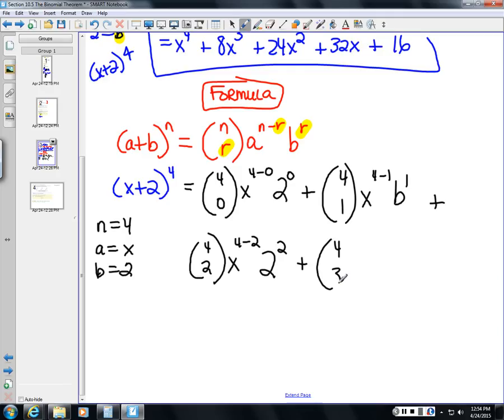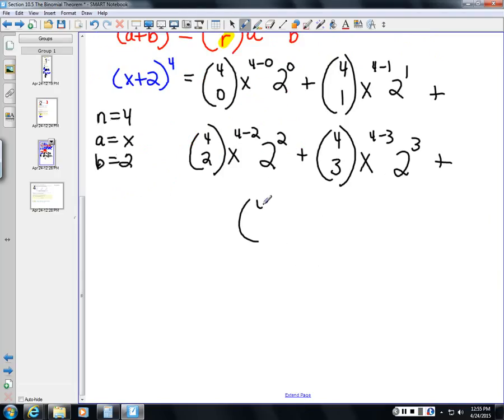So this will be 4, 3, and then x to the 4 minus 3, b, which is 2, to the 3rd. Let me change that. I left that as b, didn't plug in my 2. And then plus, the next sequence, or the last, will be 4 to 4, x to the 4 minus 4, b to the 4th.